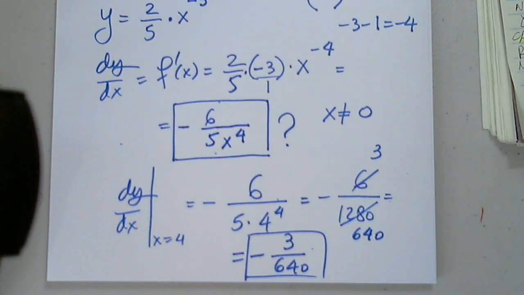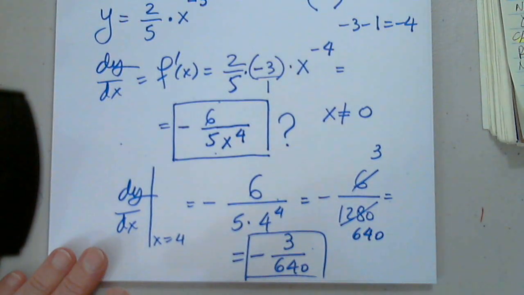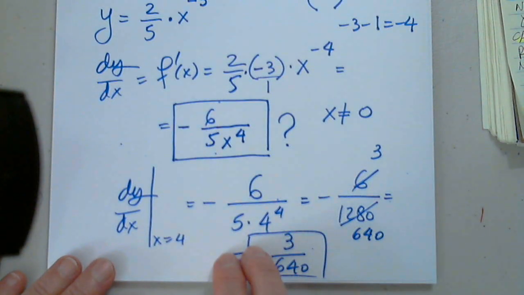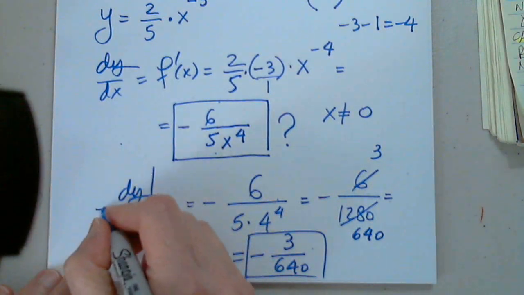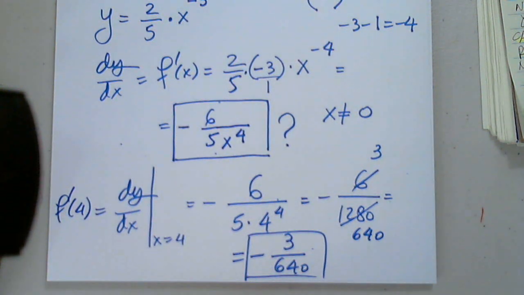Yes, how does this differ from a regular prime? I'm kind of confused on how it's different. Like the dy over dx is different from a regular f prime? It's just a different notation. So this is the same thing as f prime of 4. There is no difference, other than it's a different notation.